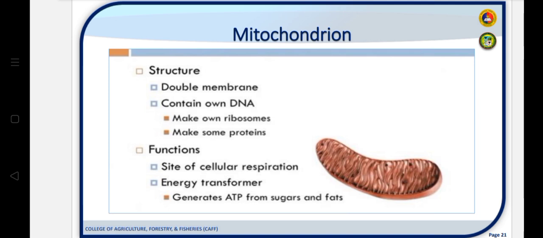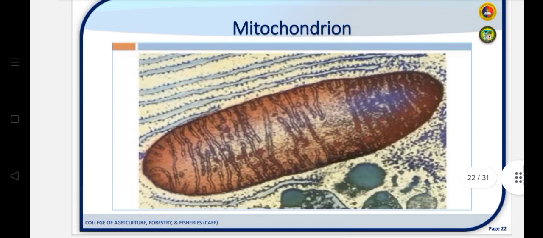So, mitochondria are the power plants of the cell. They take in fuel, break it down, and produce ATP, which is the energy currency of life. Under the microscope, this is how a mitochondrion looks. By the way, mitochondrion is the singular term, while mitochondria is plural.